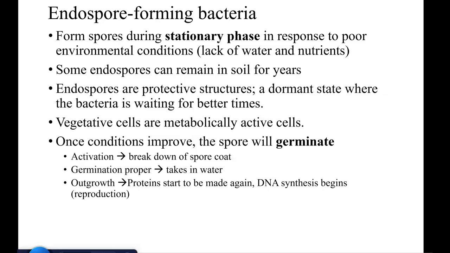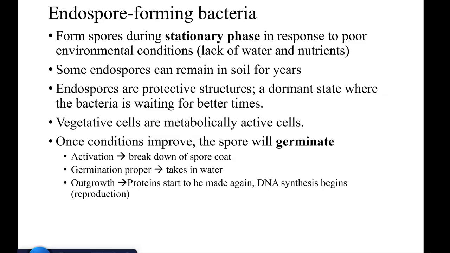We have done quite a bit of talking about endospore forming bacteria, and endospores are that protective feature. So when cells that can make endospores notice that conditions are declining, so not a lot of water, not a lot of nutrients, they will actually go into this dormant state. And we talked about during stationary phase, there are going to be some bacteria, if they're spore formers, they're going to start to go into that dormant state.